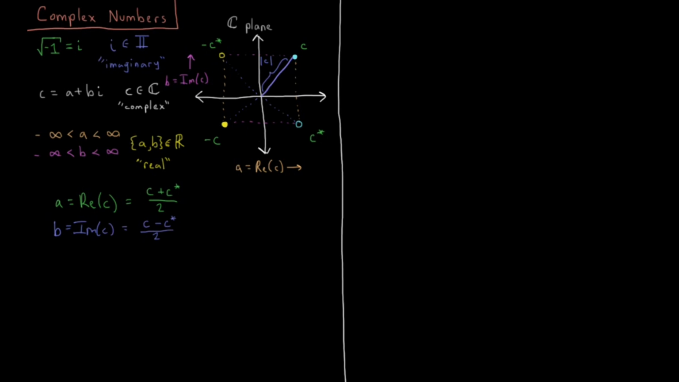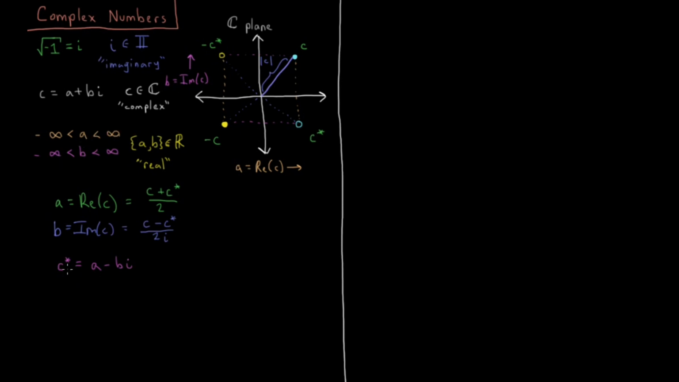So what is this complex conjugate function? c star is equal to a minus bi. c is equal to a plus bi. c star is equal to a minus bi. For the complex conjugate of a number, you take the imaginary part of it and you flip it. I think I need a 2i down here.